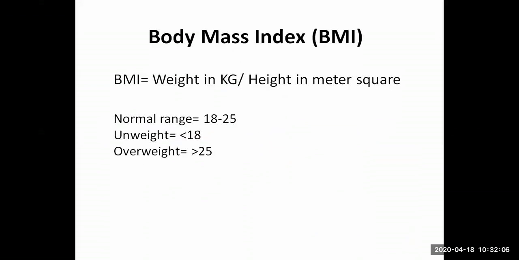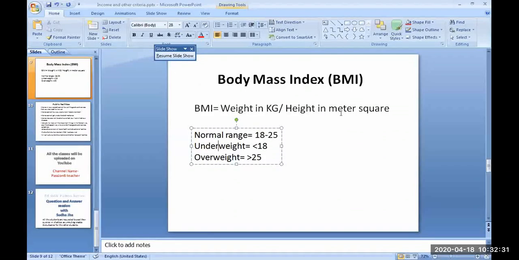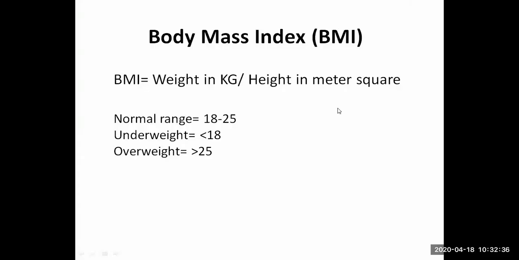Correct? Just see here. I'm making that correction right now. So here the answer should come as 18 to 25. If the answer after doing the calculation comes between 18 to 25, they come in the normal range. It means they are good. They need not go for dieting. They need not go for exercise. They need not go for healthy food to increase their weight.